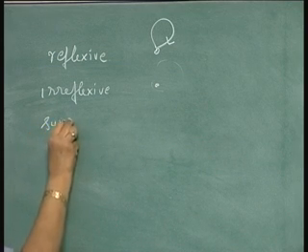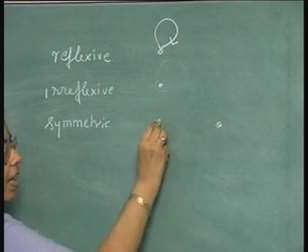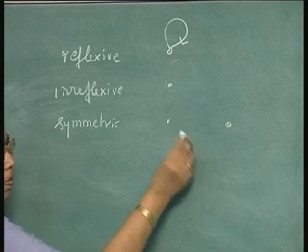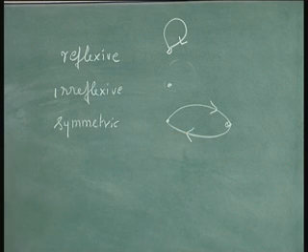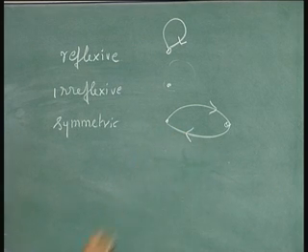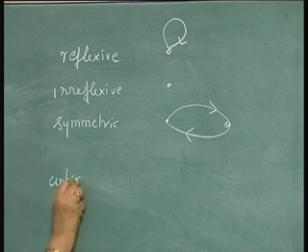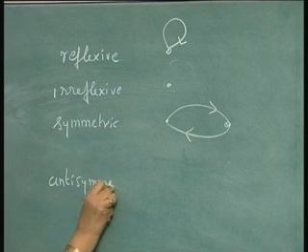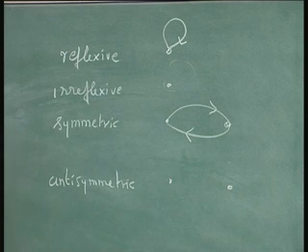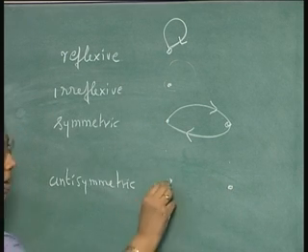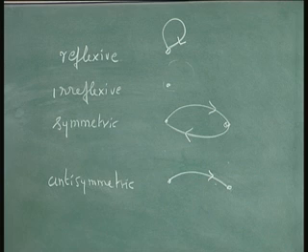Symmetric would mean between any two nodes, if there is no arc, that is okay. But if there is an arc like this in one direction, there should be also an arc in the other direction. No arcs between them is also okay. Antisymmetric is, if there are two nodes and there are no arcs between them, it is okay. But if there is an arc like this, you should not have an arc like this.